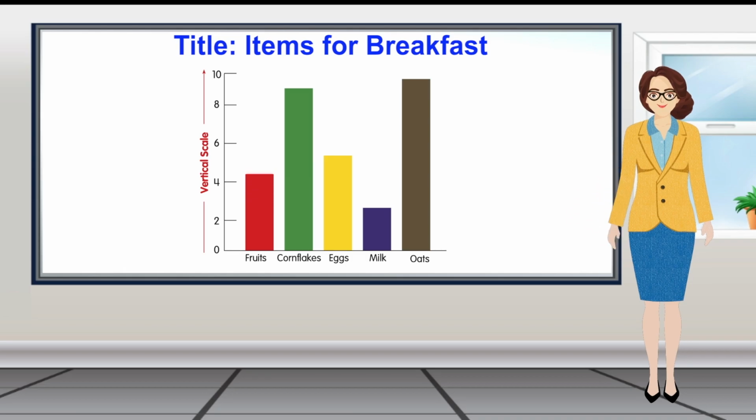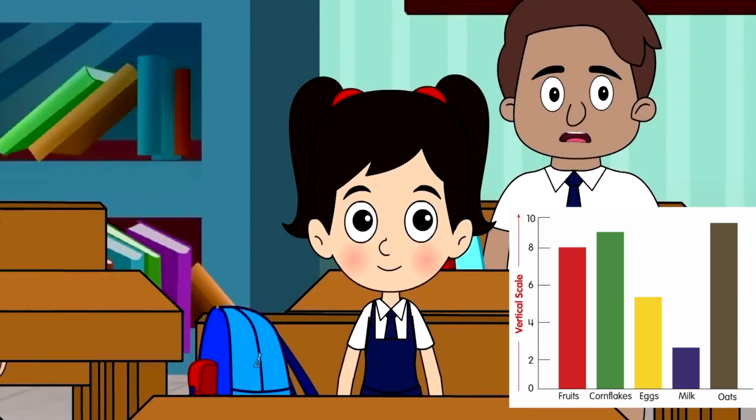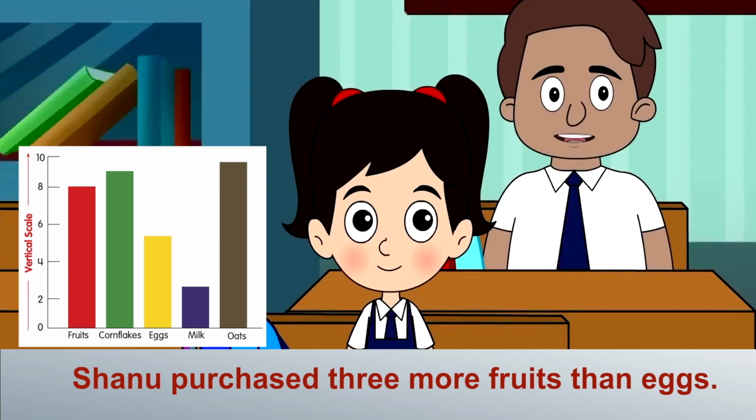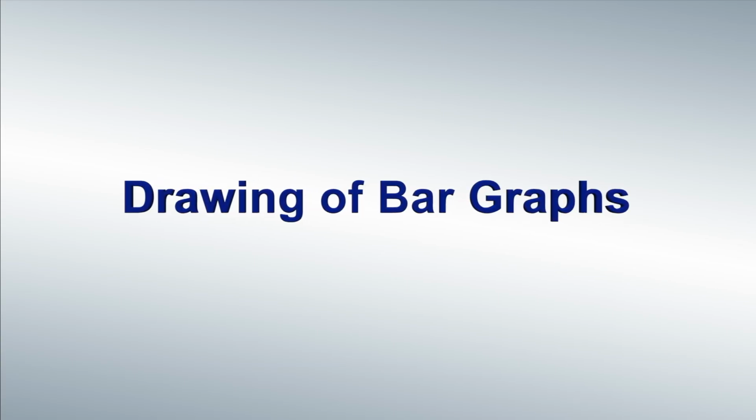Well done. How many more fruits did she purchase than eggs? The number of fruits is 8 and the number of eggs is 5. 8 minus 5 is equal to 3. So Shanu purchased 3 more fruits than eggs. Well done. Drawing of bar graphs.